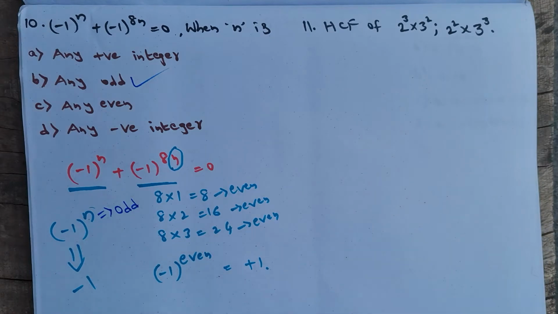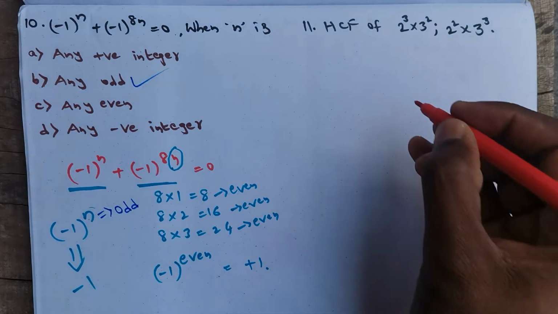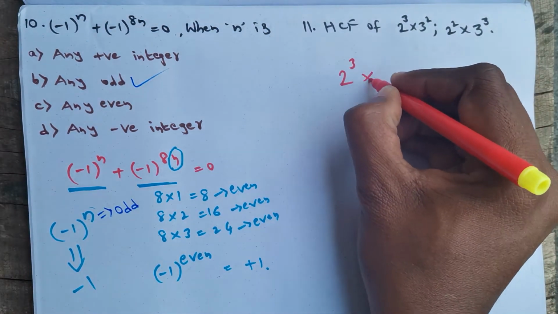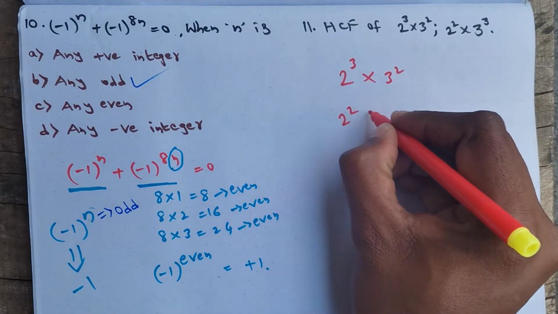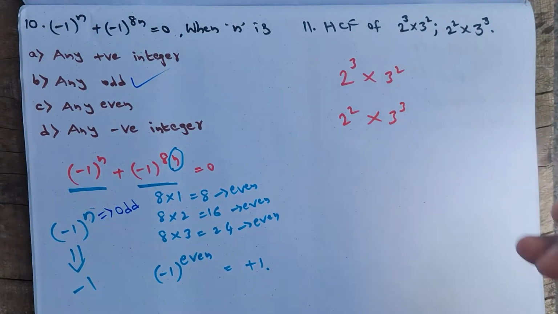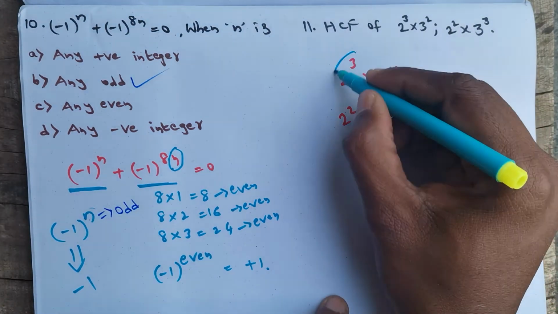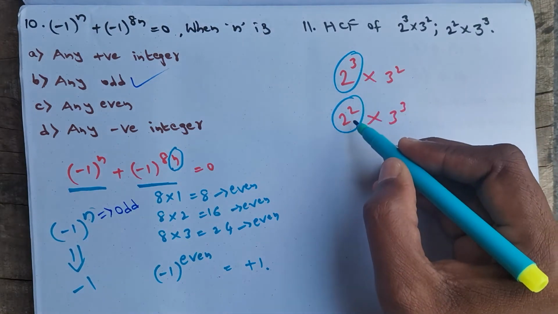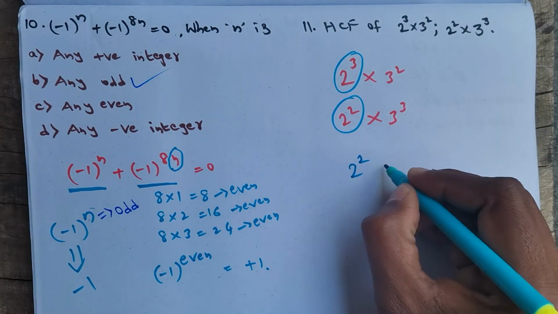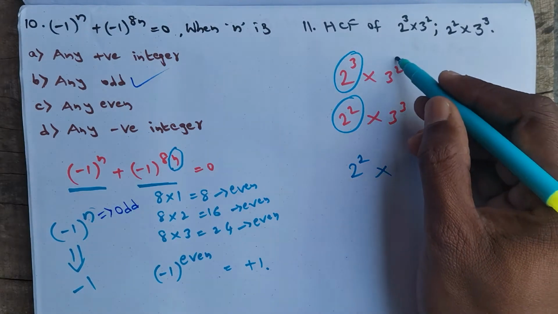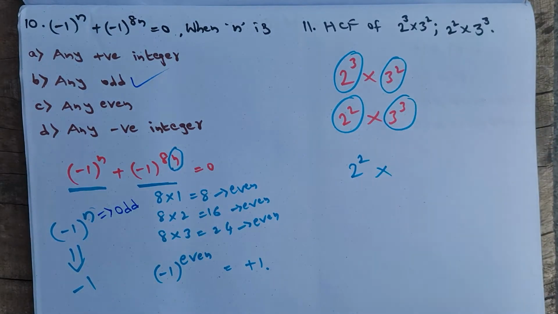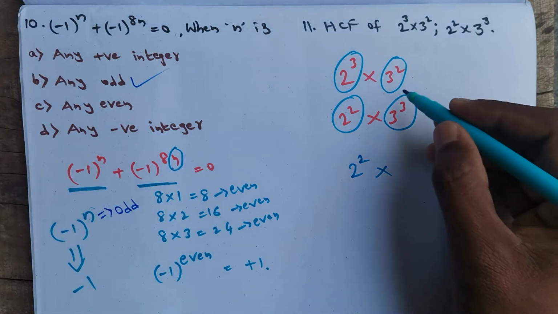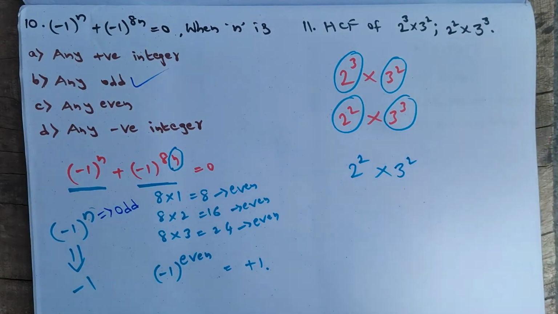Next question. What is the HCF of 2 cube into 3 square and 2 square into 3 cube? First we need to check for the common numbers. Here 2 is there, here 2 is there. Now we need to check for the smallest power. Here 2 power 3, here 2 power 2. So the smallest power is 2 power 2 into... Here 3 power something is there, here also 3 power something is there. Now check for the smallest power. 3 power 2 is the smallest. So the HCF is 2 square into 3 square.